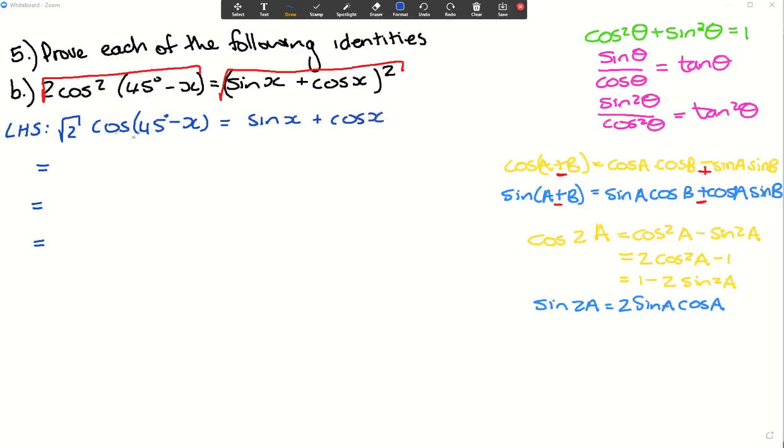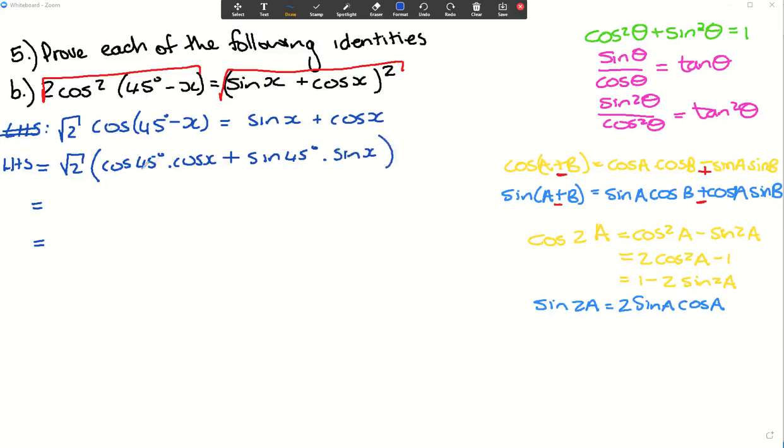Now I want to change this into sine x plus cos x, and the only way I know how to do it is by dealing with this compound angle on the left hand side. Sorry, that should have been a big equal, and this should be the left hand side. So we keep our root 2 out in the front, and we change this cos (45 minus x) into its compound angle. So we have cos 45 degrees times cos x. The minus becomes a plus, and you have sine 45 degrees times sine x. Remember, cos compound keeps all the coses to the one side.